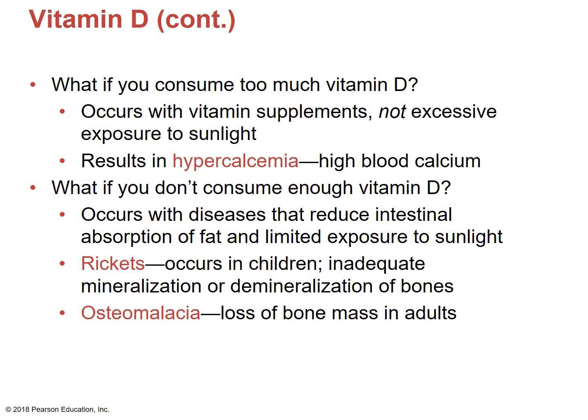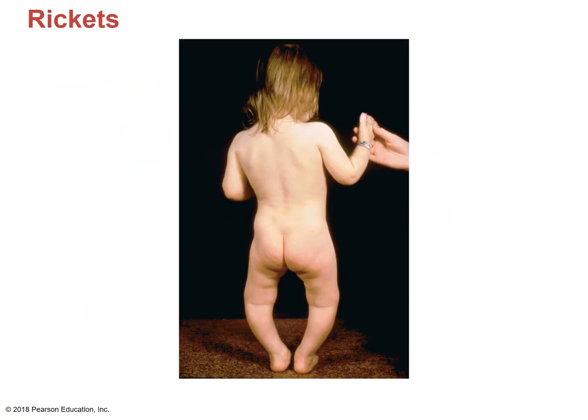Vitamin D deficiency disease in adults is called osteomalacia, a term meaning soft bones. With osteomalacia, bones become weak and prone to fracture. Osteoporosis can also result from vitamin D deficiencies. This is a slide of a child with rickets. They can end up with severely bowed legs from having soft bones.